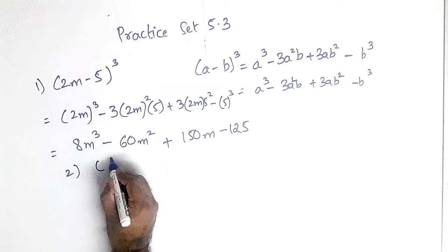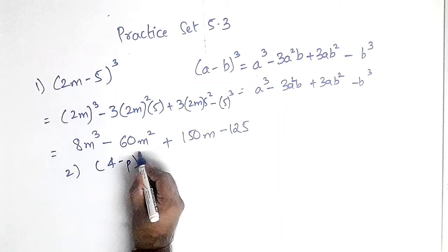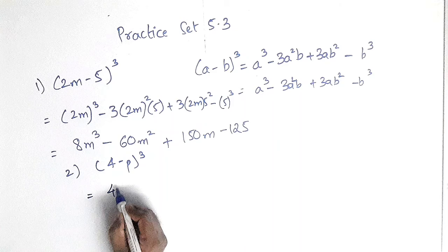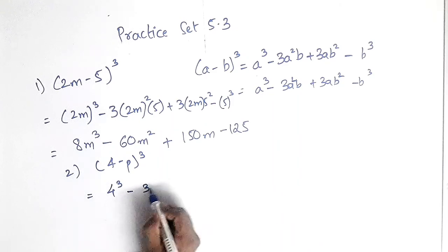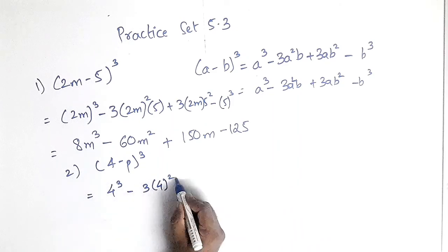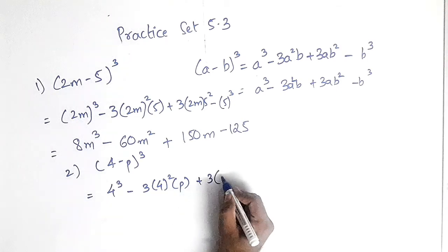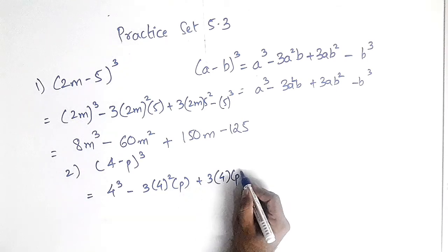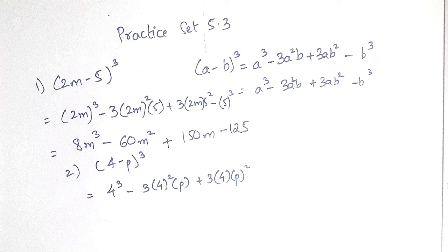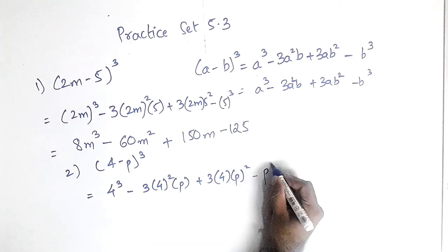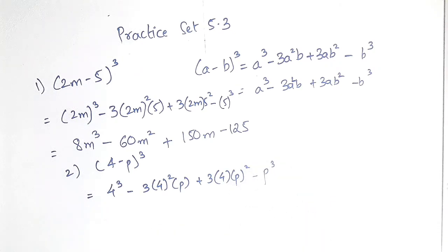The second one is 4 minus p the whole cube. This is a, this is b. a cube minus 3 a square b plus 3 a b square minus b cube. b is p here.